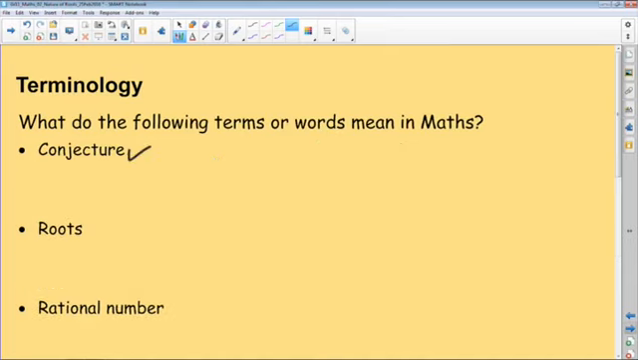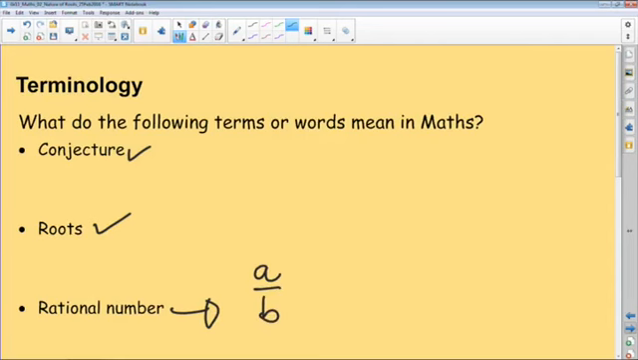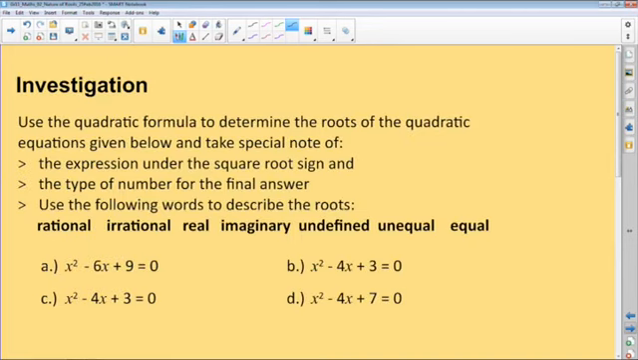We've done your conjecture, your roots, and your rational number. Remember in grade 9 that it's that number that you are able to write in the form of a over b. So in simple terms here, like 4 is a rational number because you can write 4 as 4 divided by 1. And maybe 3 over 7, it's also a rational number. Okay, so we'll be answering those along the line.